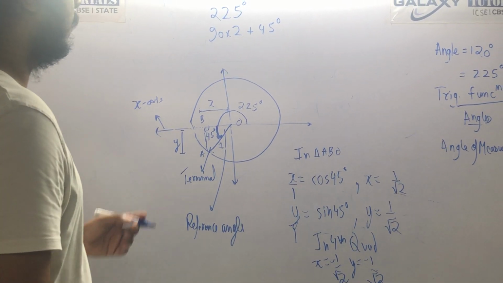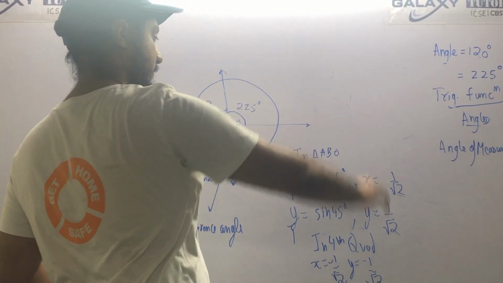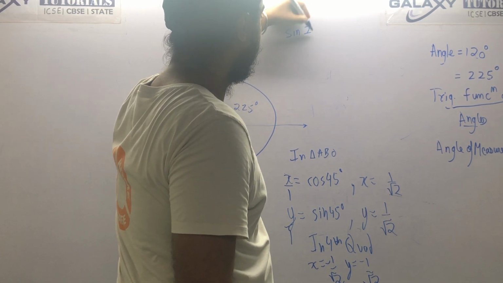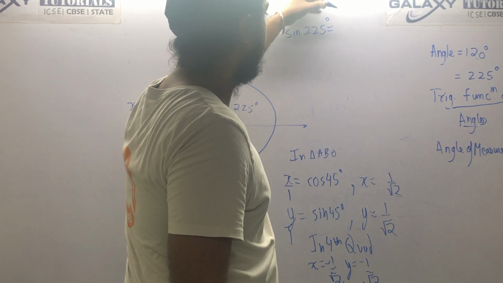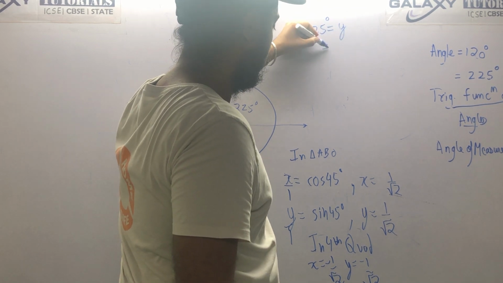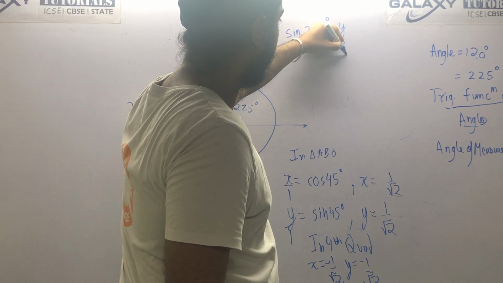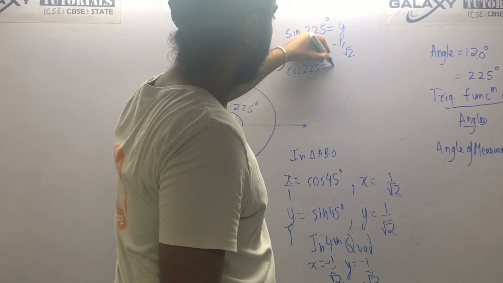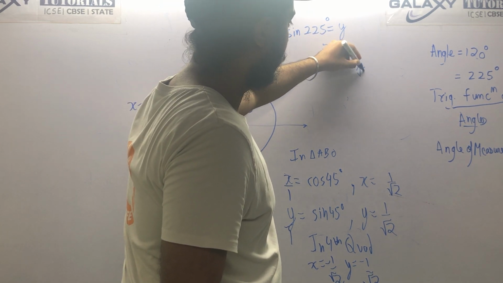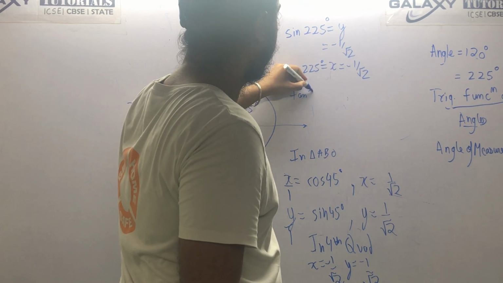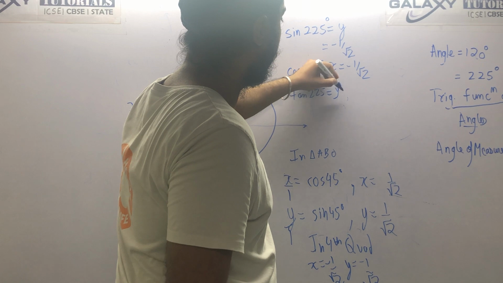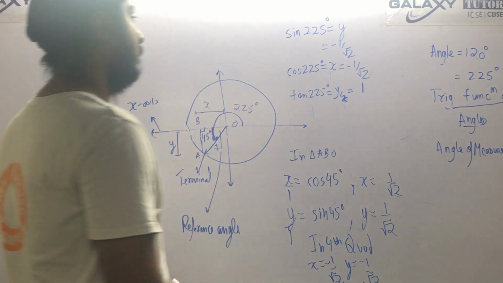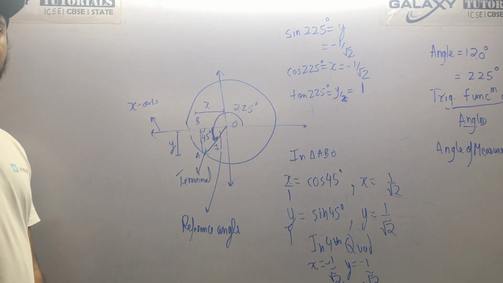So, what will be the value of sine 225? I hope you all remember that was y, and y is minus 1 by root 2. Cos 225 is equal to x, that will be the same, minus 1 by root 2. What will be tan 225? y upon x. That will be 1. So these are the values of sine, cos and tan.